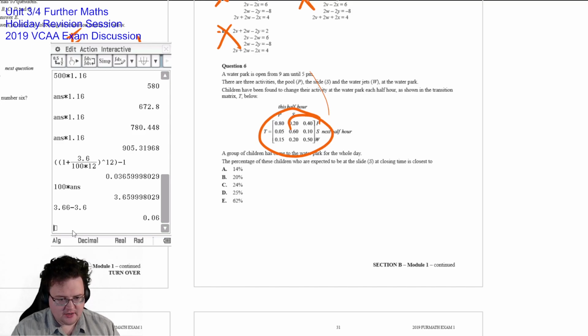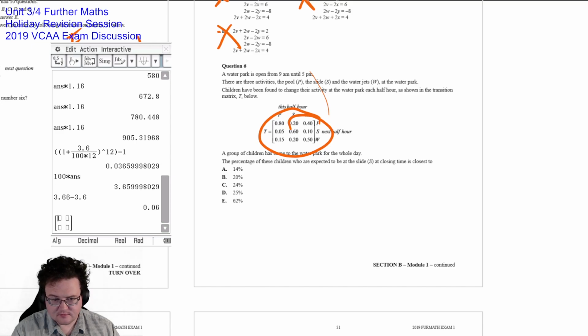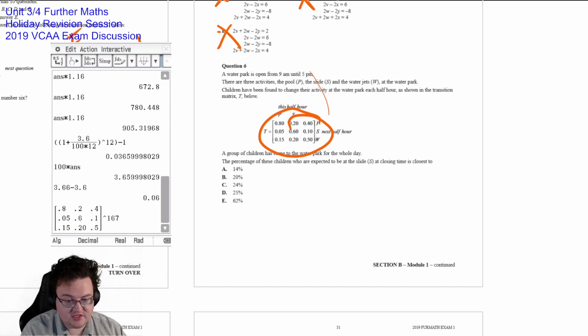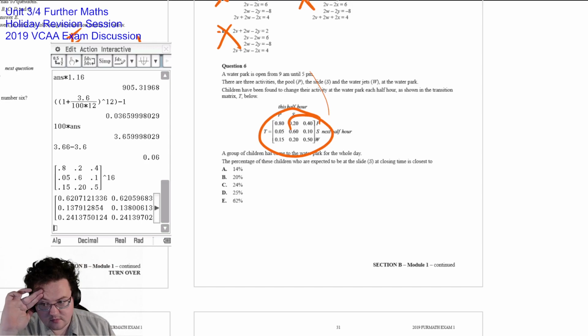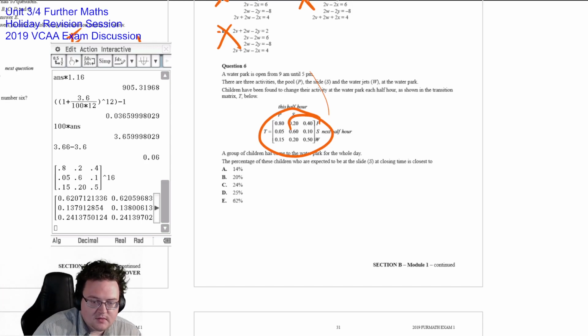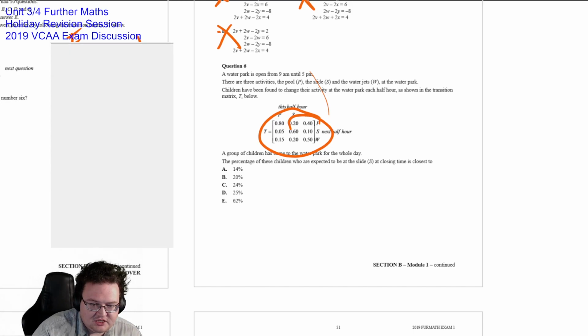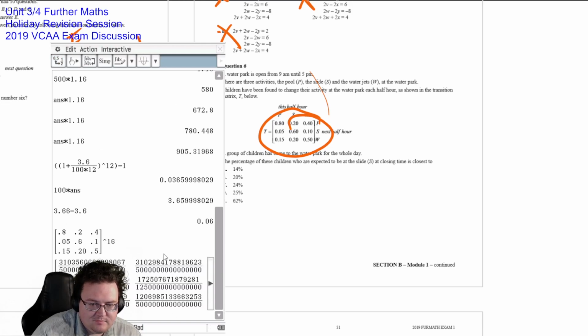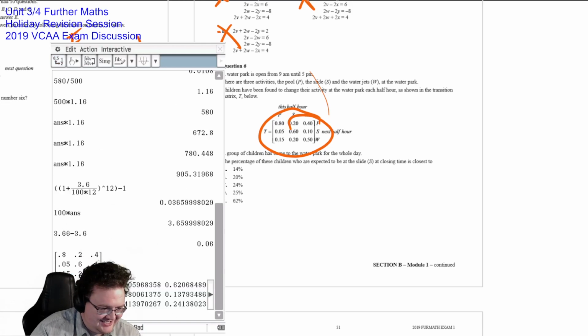So if I go and create this matrix on my CAS, 0.8, 0.2, 0.4, 0.05, 0.6, 0.1, 0.15, 0.20, and 0.5, and I raise that to the power of 16, I have this gargantuan matrix here, which is not useful in the slightest.